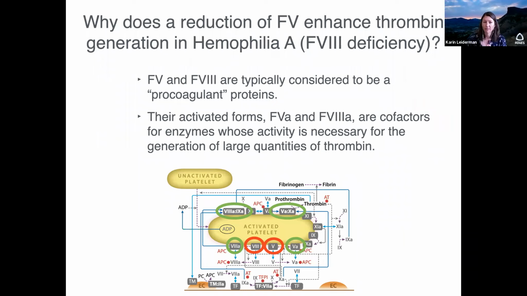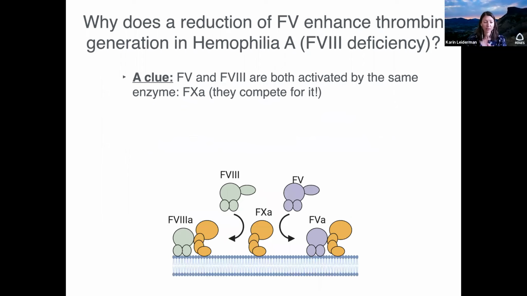So we know factor V and factor VIII are necessary. Their activated forms are necessary. We need to have thrombin, but so what else can we think about with these two proteins? Well, there is a clue. And one clue is that factor V and factor VIII are both activated by the same enzyme early in the coagulation process, factor Xa. So this little schematic is trying to show that. So here's factor V and here's the enzyme, and it activates it to its activated form, factor Va, and it activates factor VIII to its activated form, factor VIIIa.